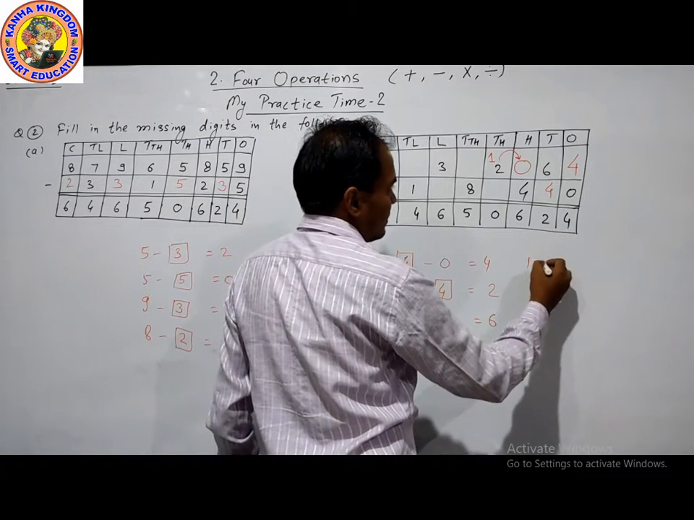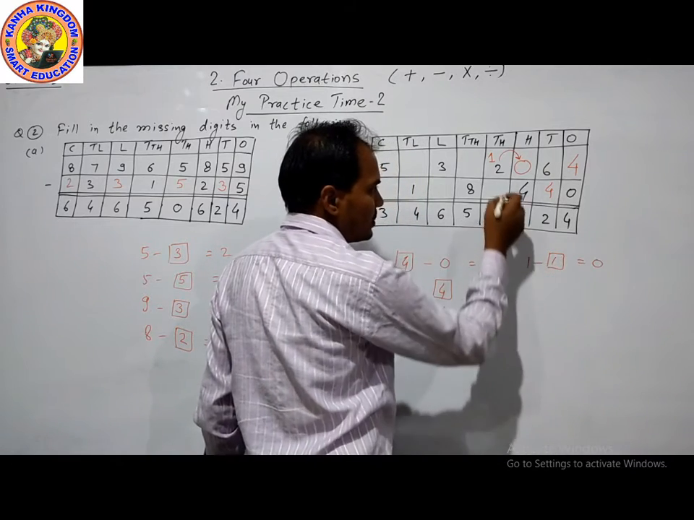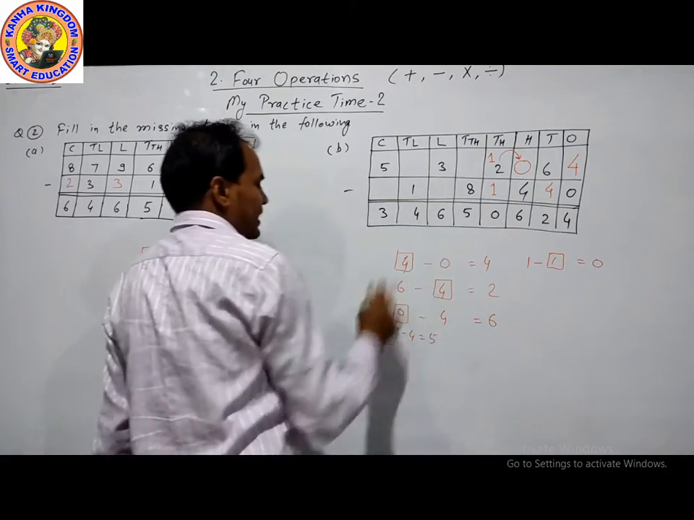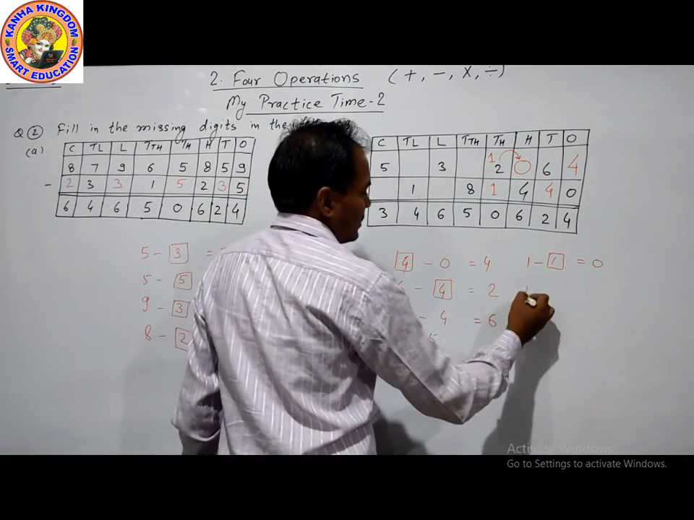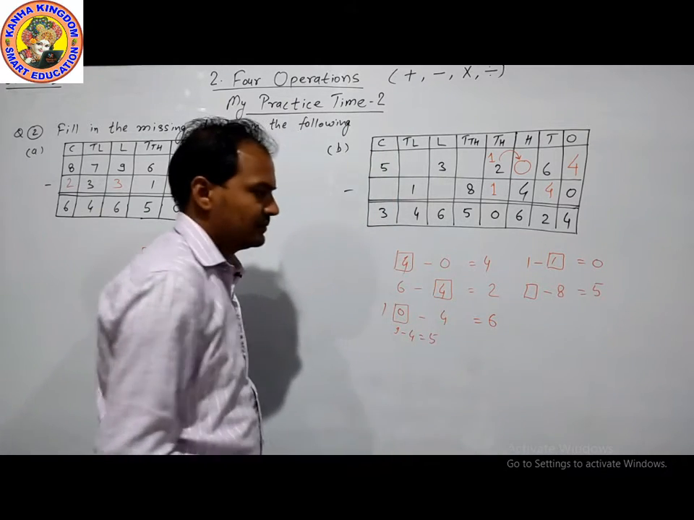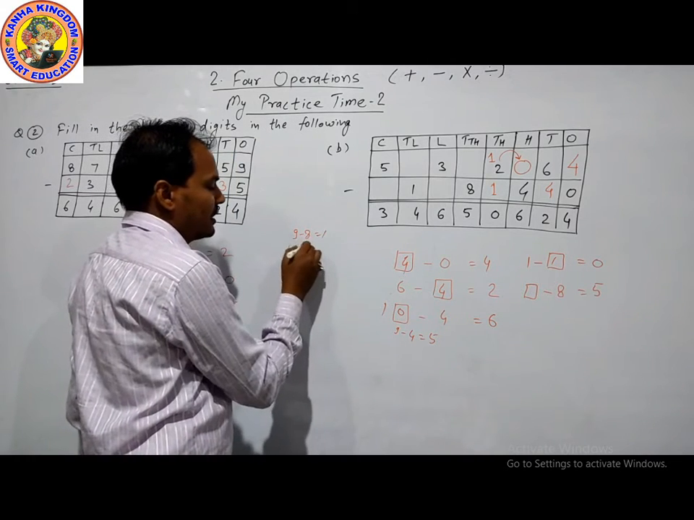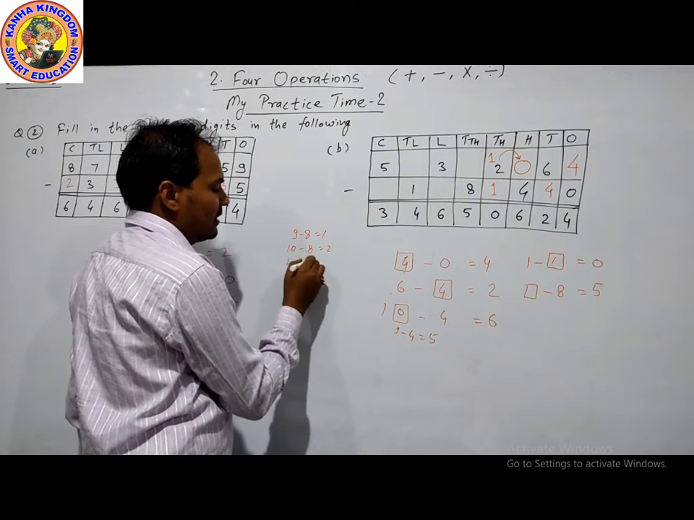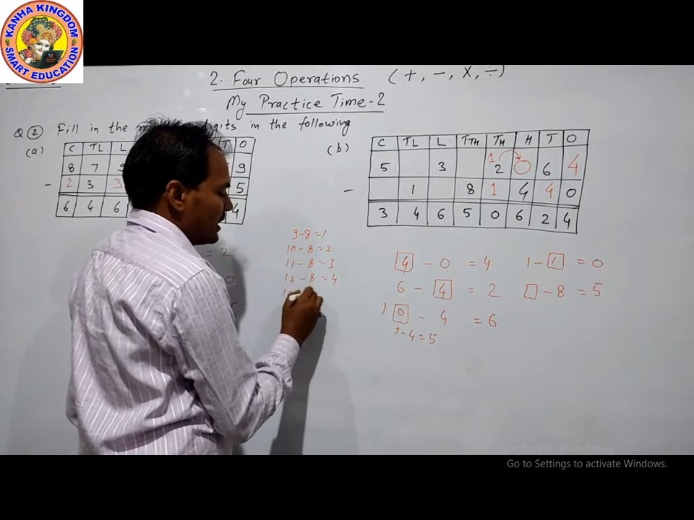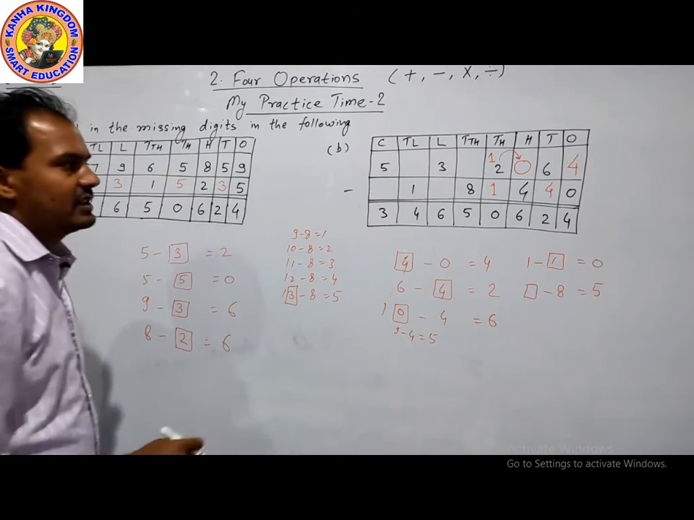So 1 minus something is equal to 0. 1 minus 1 is equal to 0. So here is 1. Now taking the next, the blank space minus 8 is equal to 5. When we use 9 minus 8 is equal to 1. 10 minus 8 is equal to 2. 11 minus 8 is equal to 3. 12 minus 8 is equal to 4. 13 minus 8 is equal to 5. So in the blank space here is 3.